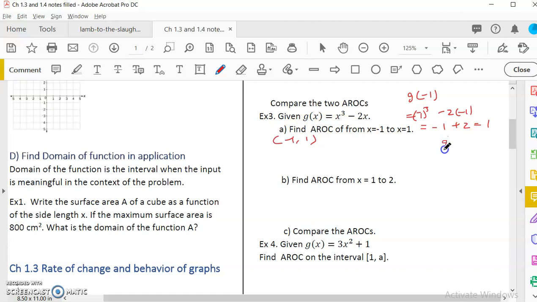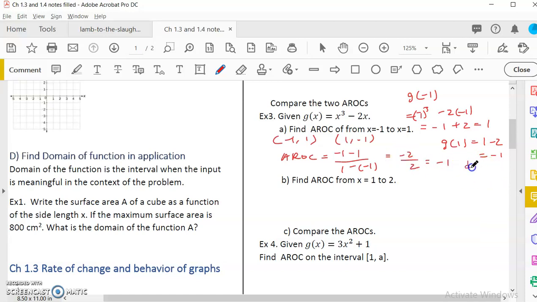What about g of 1? Because at x equal to 1, we want to know the y value. So this is 1 minus 2, which is -1. So 1, -1. So what is AROC? AROC would be -1 minus 1, y2 minus y1 over x2 minus x1. So it's -2 over 2 is equal to -1.